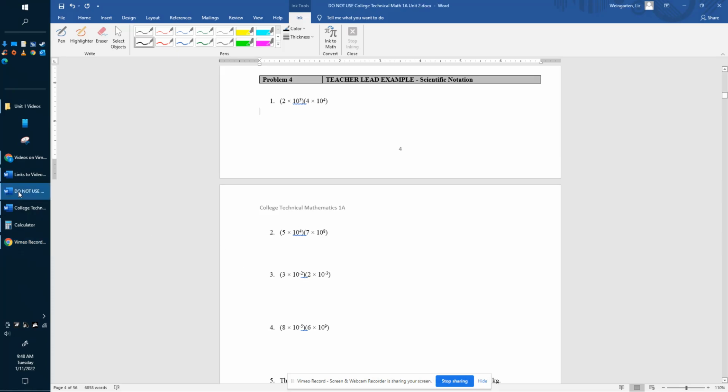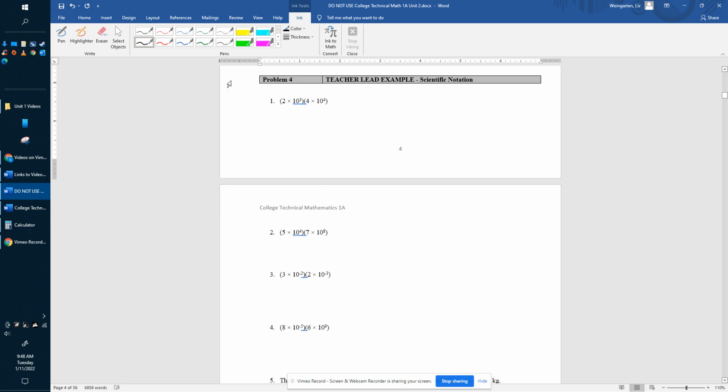It's often easier to multiply and divide in scientific notation as well, especially when you're dealing with larger or smaller numbers. Let's take a look at some examples of multiplication and division in scientific notation.